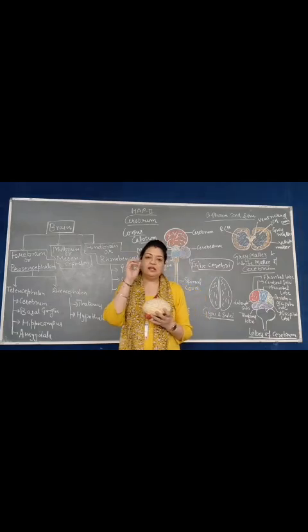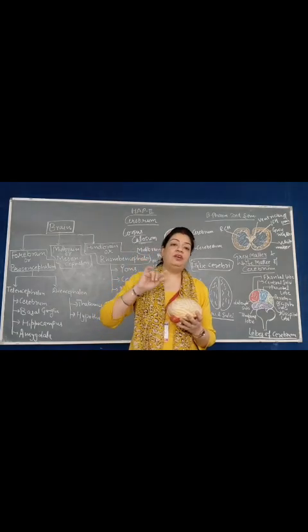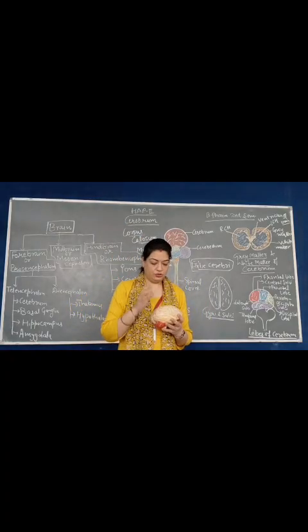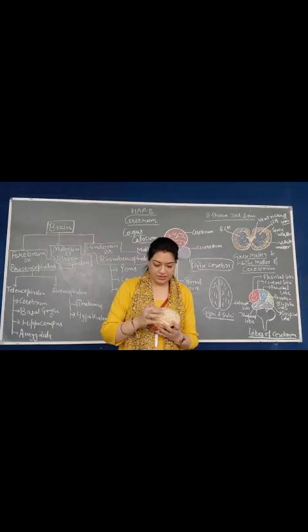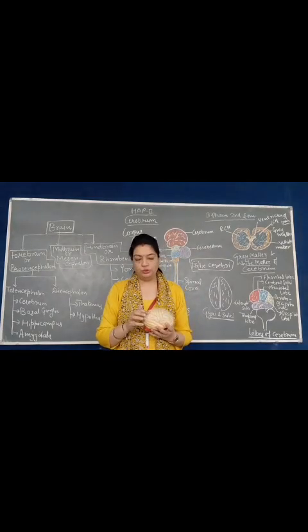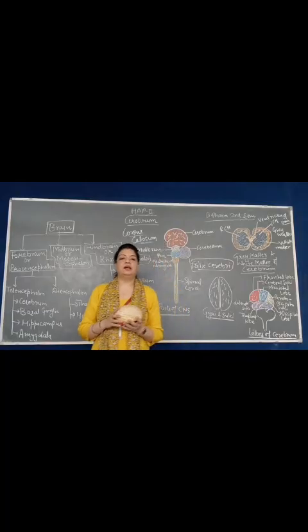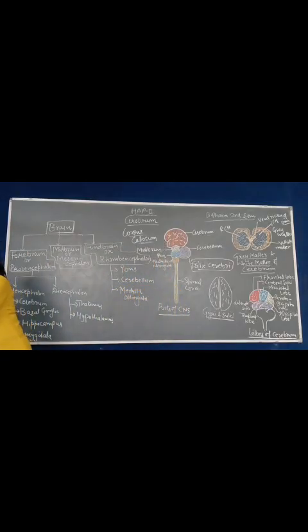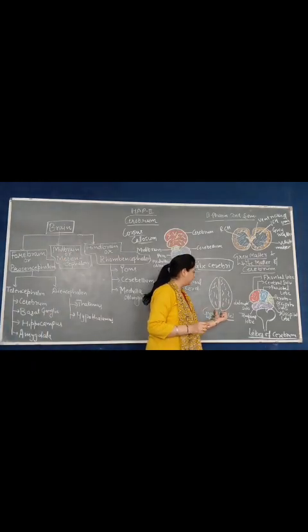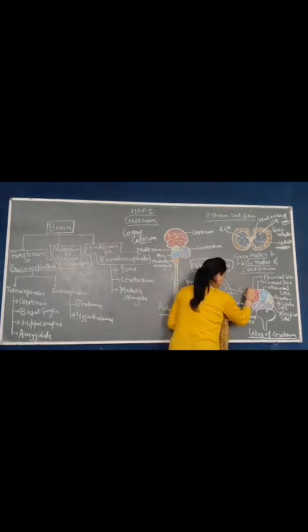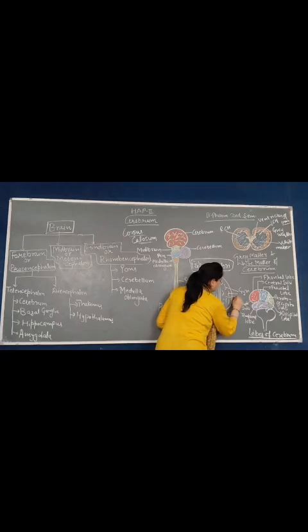Basically, the gyri and sulci increase the surface area of the brain. These are the ridges and these are the furrows or grooves. Grooves are known as sulci and the ridges are known as gyri. You can see this very well in this diagram.